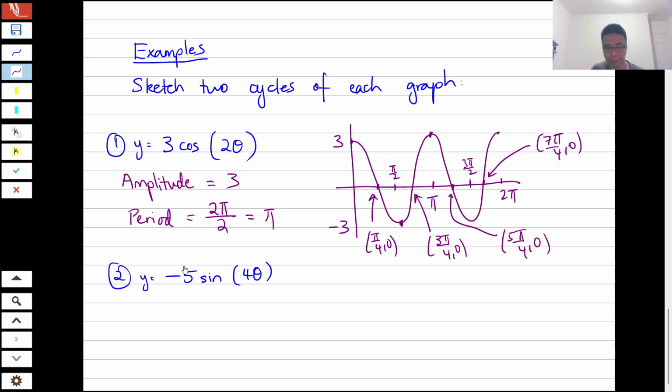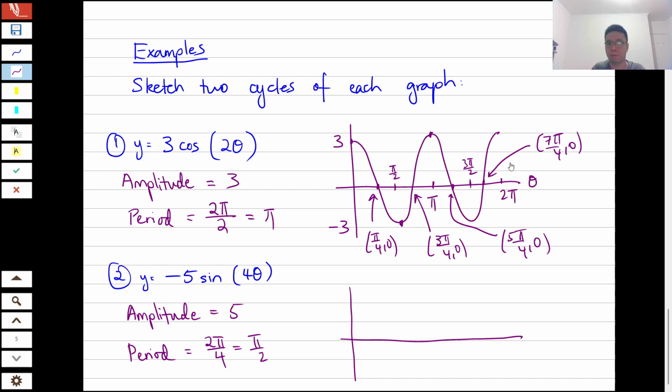For the second graph, remember that amplitude is positive. So I'm not going to include the negative sign in the amplitude. The amplitude is simply going to be positive 5. And this time my period is going to be 2 pi divided by 4, which is pi on 2. So this time, just labeling the axes here, this time I will get a sine curve, and remember there's a reflection about the x-axis, so instead of going this way, this time I need to go the other way. There's 1 cycle, 2 cycles.